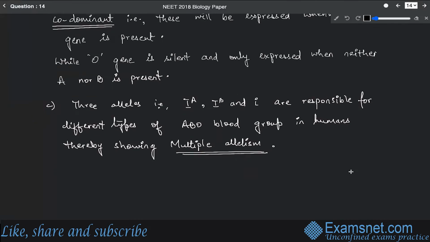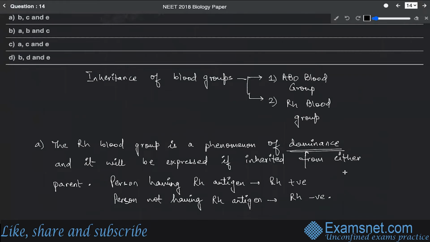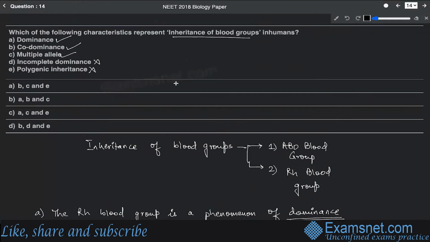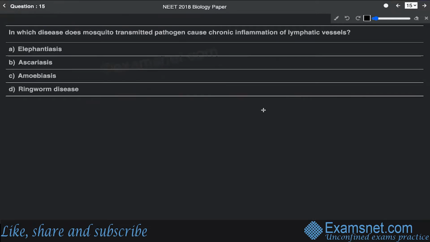All right, so this is the entire explanation. So definitely we can say that A, B, and C are the correct options. If you look into the options, it comes out that option B is the correct answer. All right, now question number 15.